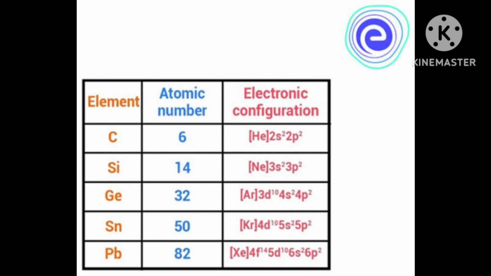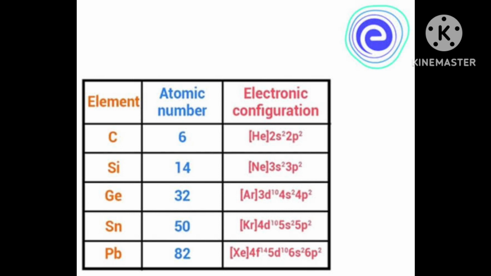Now lead is again less than tin. It starts with 715 for the first one, the second is 1450, the third is 3081, and the fourth is 4082. These are less than tin, but here also the first one is less and the last one is more. Now come to electronegativity.